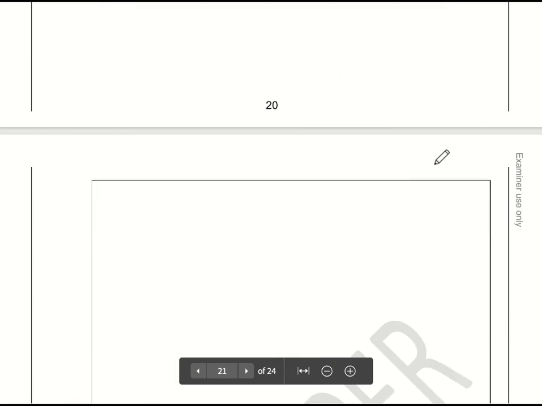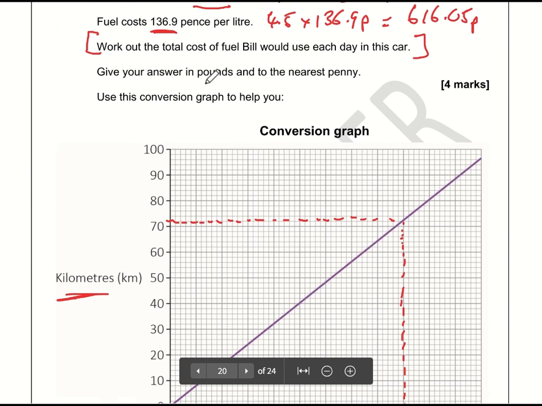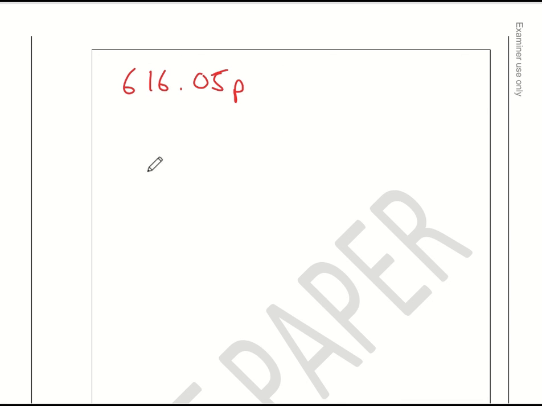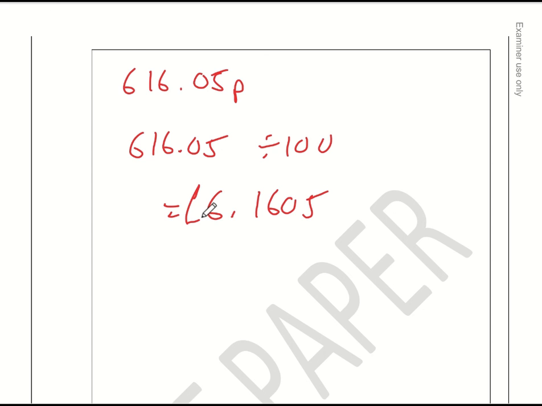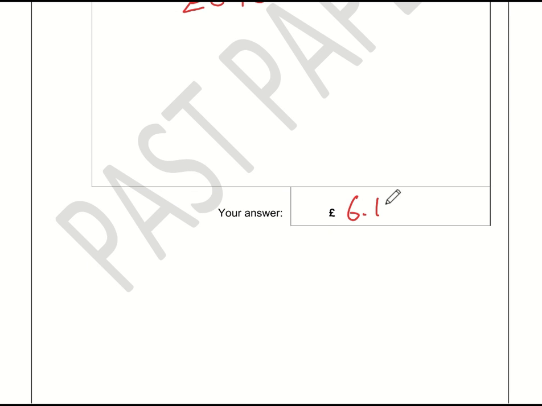I'll just write it down here. As I said, that's 616.05 pence. The question does say pounds to the nearest penny. So if I'm turning this into pounds, I need to divide by 100. And that's quite easy. We're just moving the decimal point 2 positions. So that will be 6.1605, and that is pounds. And if we're rounding to the nearest penny, we're looking at the third decimal place, which is a 0. So that will simply round down to £6.16, which is the final answer. So £6.16.